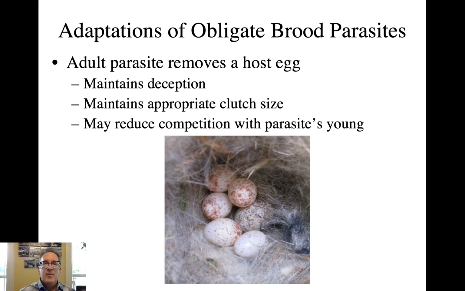One of the things that the adult parasites do to increase the chance that their eggs are going to hatch and outcompete the young is they remove one of the host eggs. Again, I mentioned this in the case of intraspecific brood parasitism with bee eaters. Again, this can maintain some deception to make sure that the host doesn't realize that it's been parasitized. It may also maintain an appropriate clutch size. Remember, the host female is going to have to incubate these eggs, and if there's too many eggs dumped into this, that may cause an inability for all of the eggs to hatch. So that wouldn't be a benefit to the parasite.